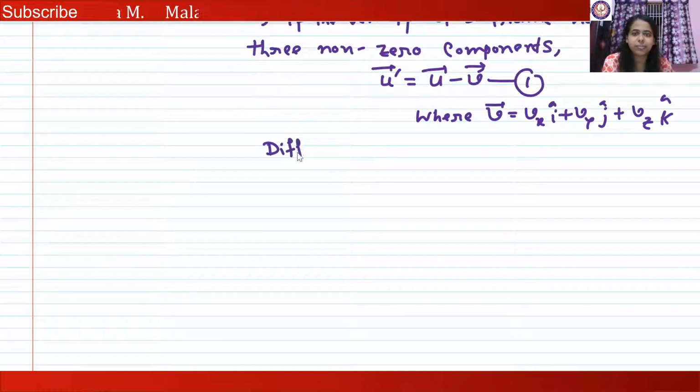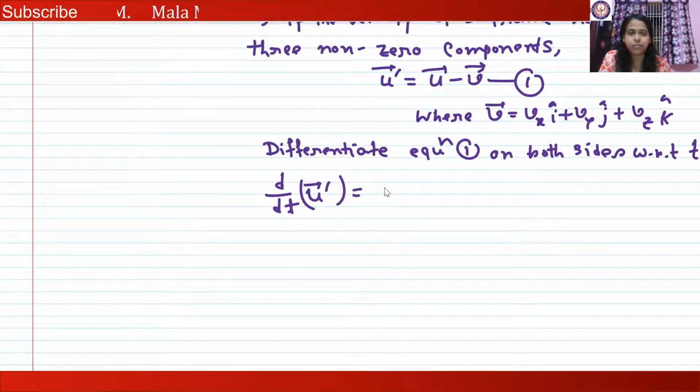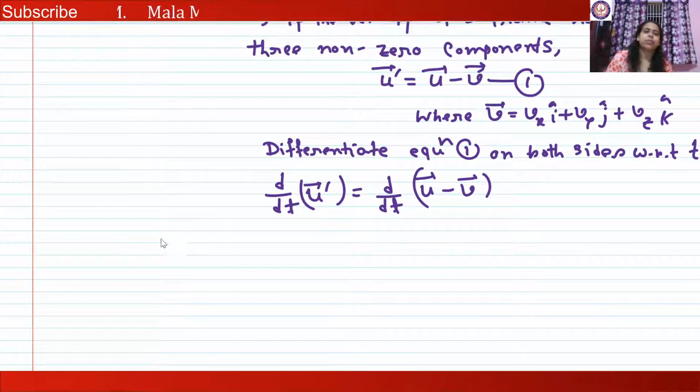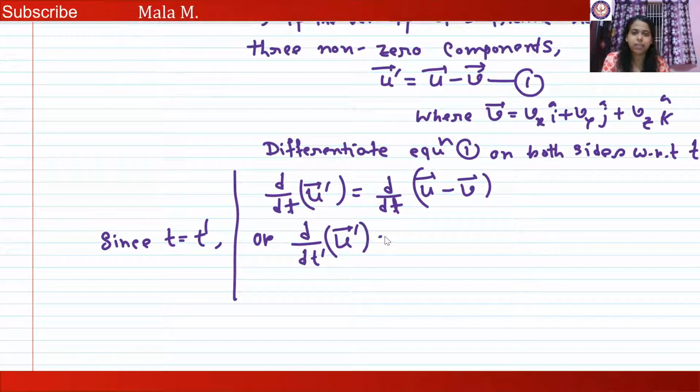Now to find the acceleration, we simply have to differentiate equation 1 on both sides with respect to t. What we get? d/dt of u prime is equal to d/dt of u minus v. Now, since t is t prime, we can write on the left hand side d/dt prime. So d/dt prime of u prime is equal to d/dt of u minus d/dt of v.